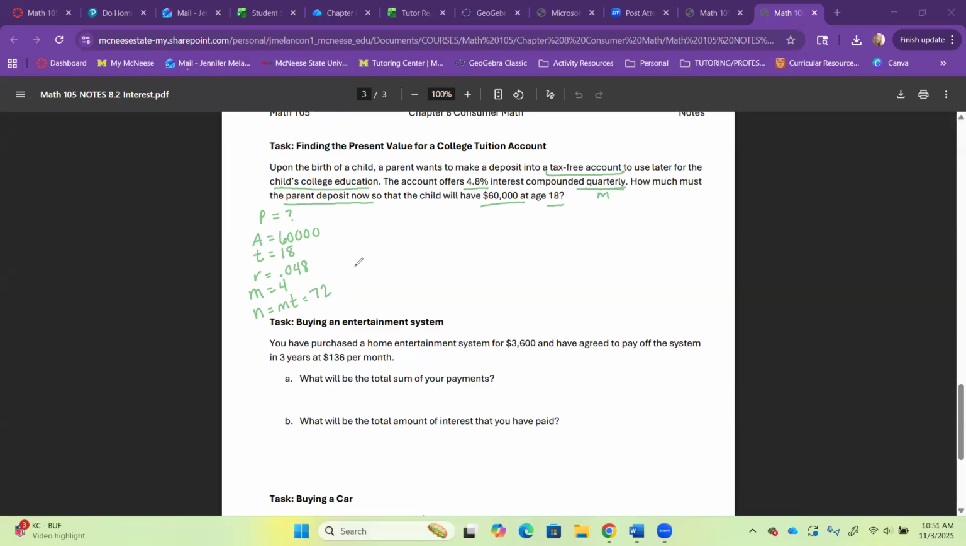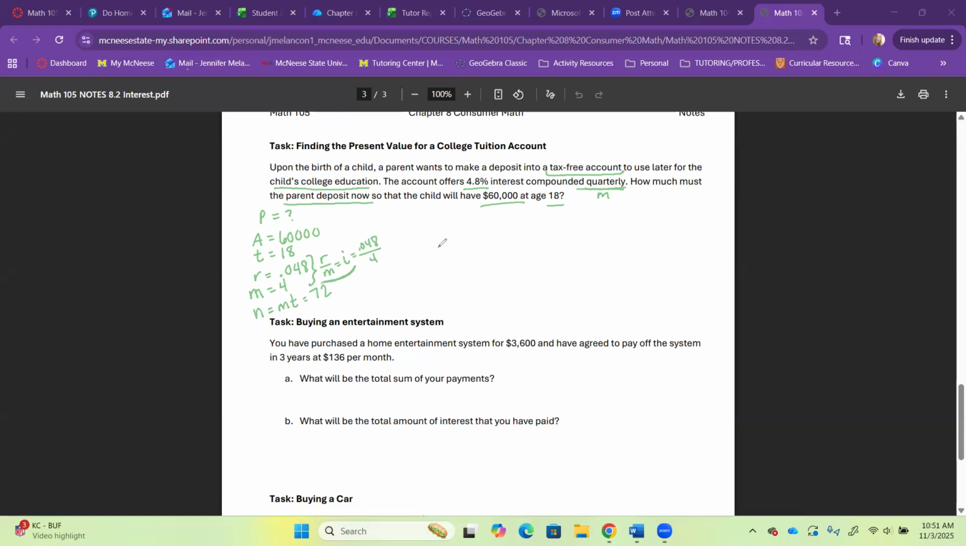Okay, so what else did we need? We need our interest, and that is R over M. So we'll go ahead and add that in. These two things right here, R over M, is what we sometimes call interest. So that would be 0.048 divided by 4. And these are two equivalent ways to say the same thing.